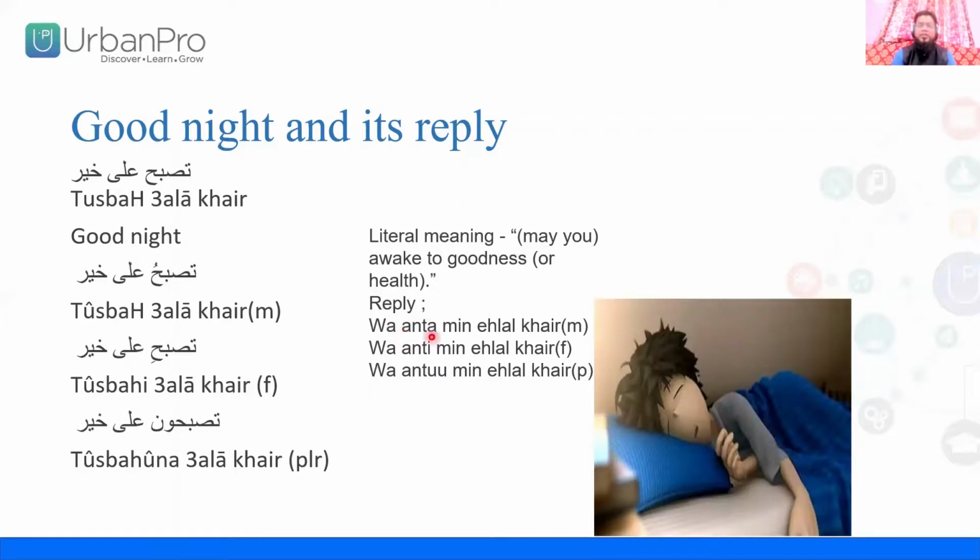Anta means you, and ahl al khair means good people. So, may you be among the good people. Here min means from, but here you have to take it as among. Wa anta min ahl al khair. If you are replying to a female, wa anti min ahl al khair. So anta becomes anti. Anta means you to a male, and anti means you to a female. The meaning is the same: may you be among the good people.